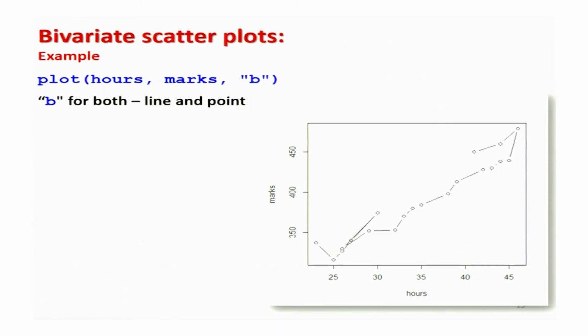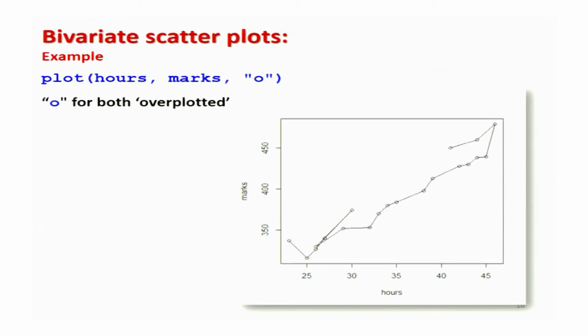Similarly, if you take the option type equal to B, then you can see these points and lines occurring together. This is the meaning. And similarly, if you change the option to type equal to O, then you can see that the line is overplotting over the points. So this is the meaning of O.